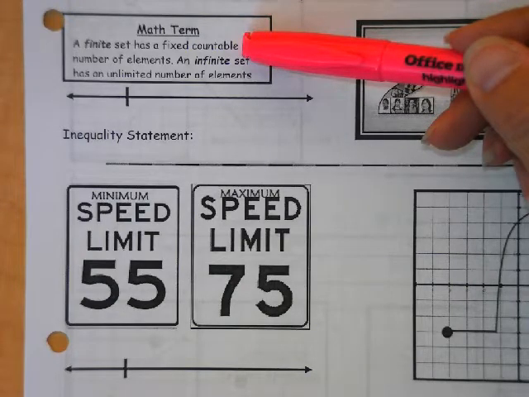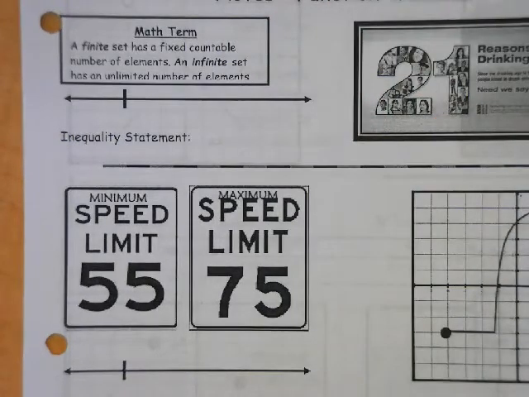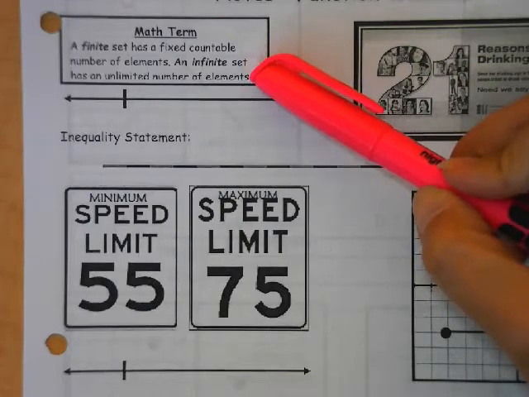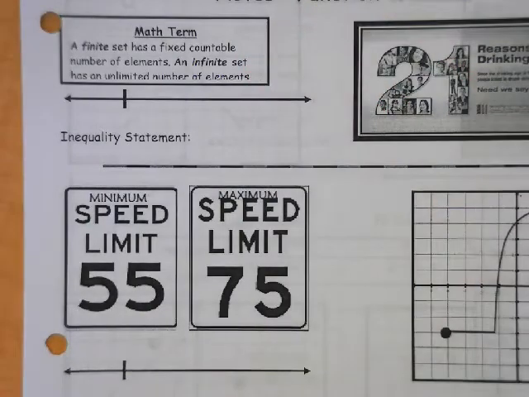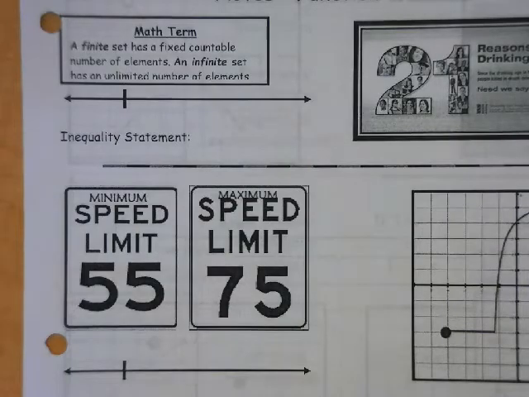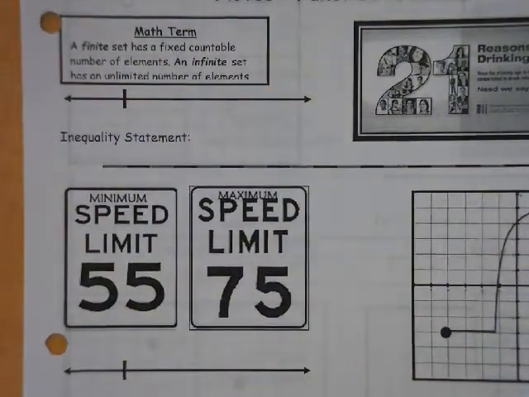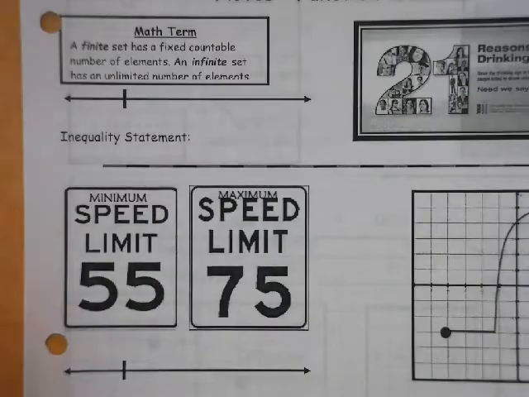we solved the equation, sometimes we had one solution, right? So that is a finite set. An infinite set has an unlimited number of solutions. So for example, when we solve an inequality and we draw that arrow, we have a lot of different answers we could have. So I want to practice with you.